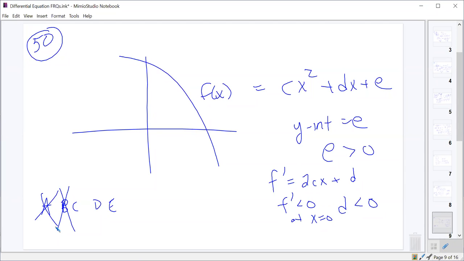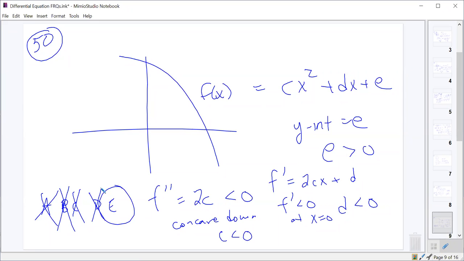And it eliminates choice D, leaving us with just C or E. And then we'll take a look at the second derivative. F double prime should be 2c. And 2c needs to be, not greater than 0, needs to be less than 0 because this is concave down, which tells us that c is less than 0. And so the only one left is choice E, where c is less than 0, d is less than 0, but e is greater than 0.